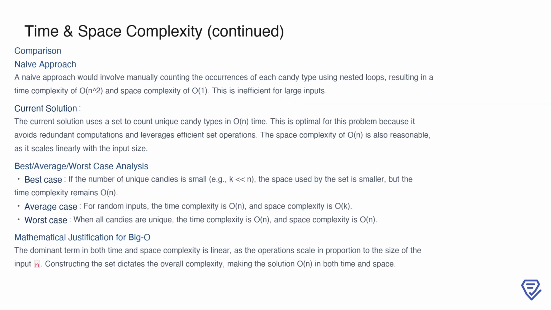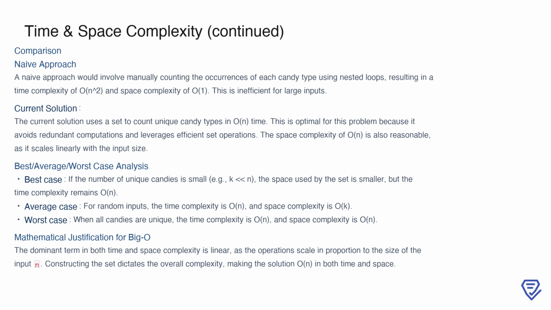Let's compare this solution to a naive approach. A naive implementation might involve manually counting the occurrences of each candy type using nested loops. This would result in a time complexity of O(n²), which becomes impractical for large inputs, though the space complexity would remain O(1), since no additional data structures are used. The current solution, by contrast, is much more efficient.